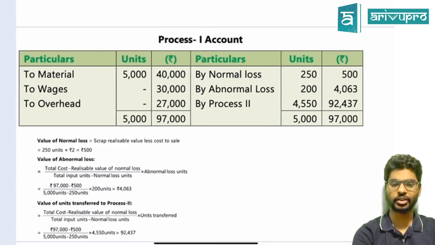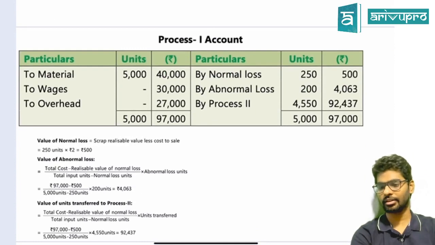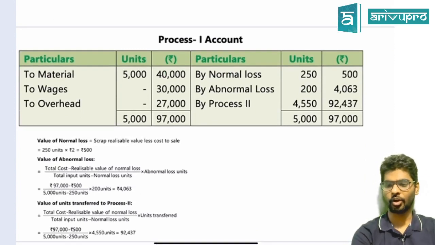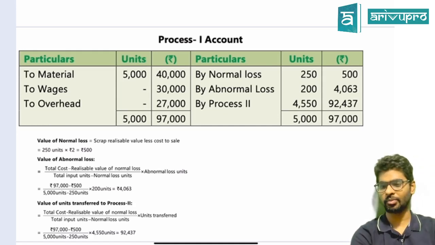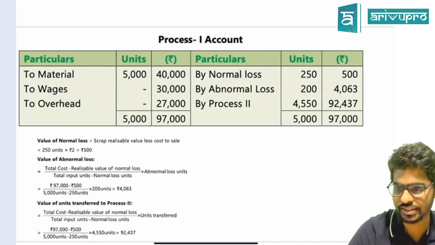Then abnormal loss with the process loss, what did I say? We will find the cost per unit. How do we find my cost per unit? Basically I take the total cost minus the normal loss, divided by the total number of units minus my normal loss. Does anyone have a problem with this?